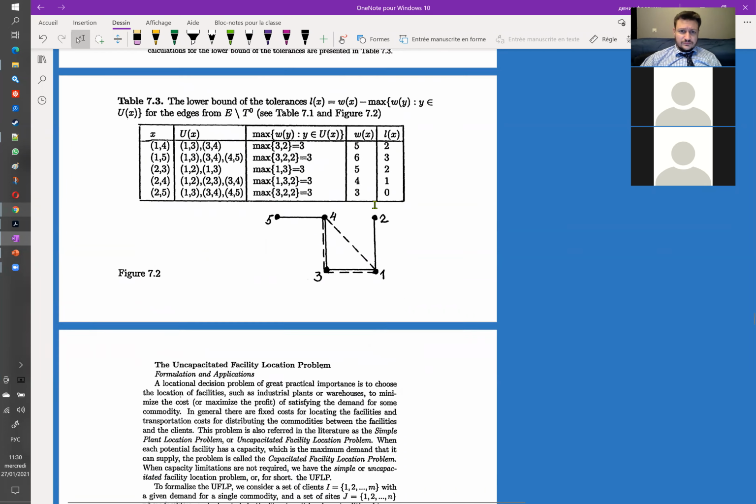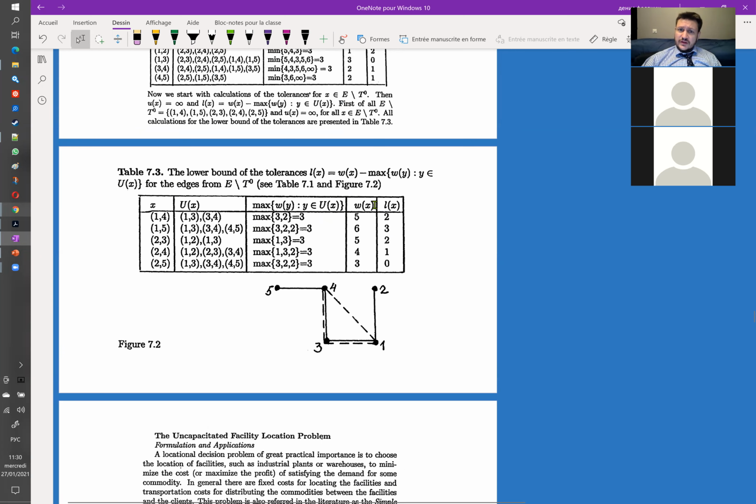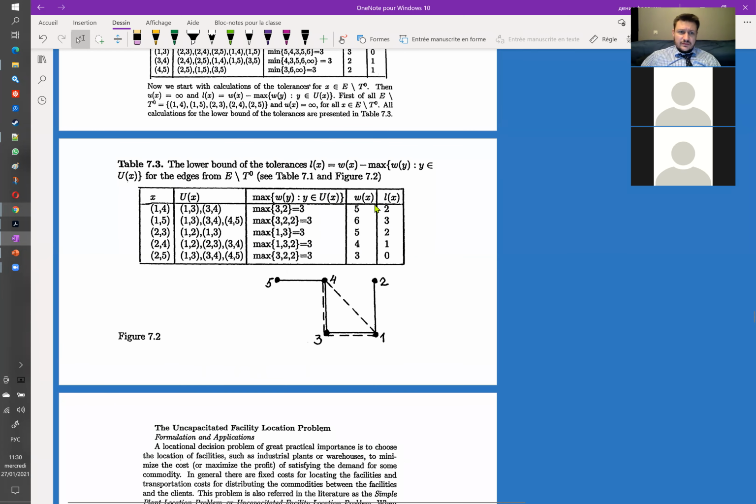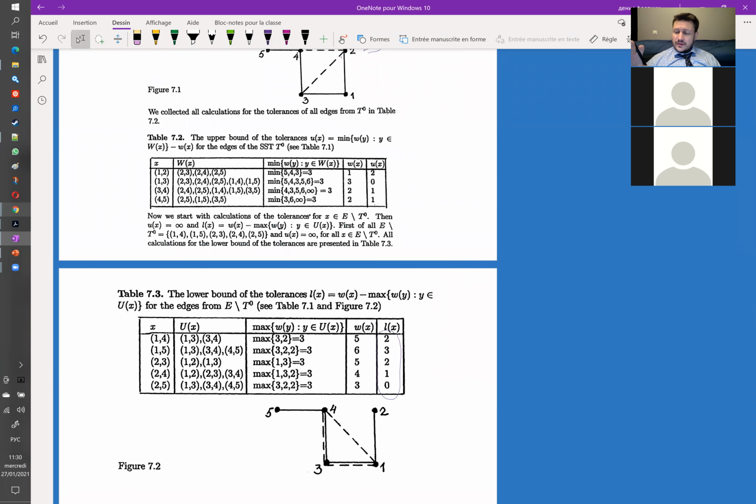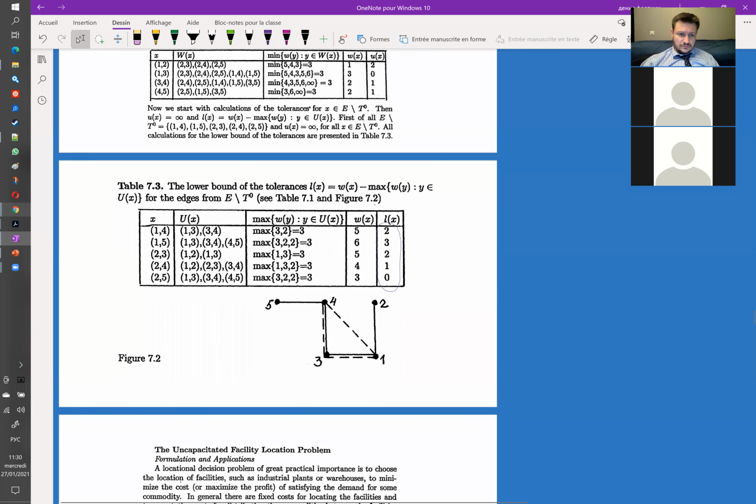And we have estimations. Tolerances here mean how much we can change the length of these roads so that the optimal solution will stay the same. Okay.